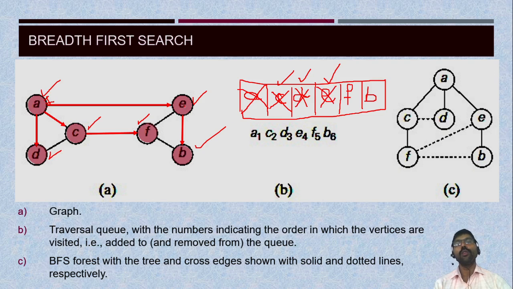There is no adjacent node to E. Then go for F. From F there is no node which is not visited, so remove it from the queue. At the last you have B. B has no more adjacent nodes, so remove it from the queue. Once the queue is empty, our algorithm stops. The BFS algorithm stops when the queue is empty.